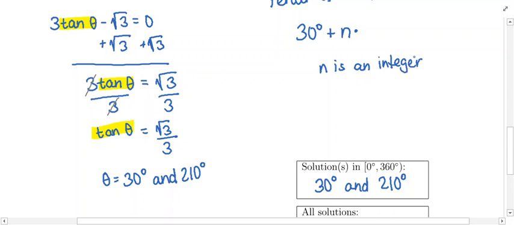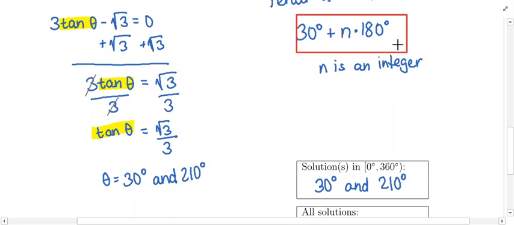And I'm going to multiply by the period. The period of tangent in degrees is 180 degrees. So this is how you would write down the general solution. Let me put a box around it. And remember what we said the integers are.